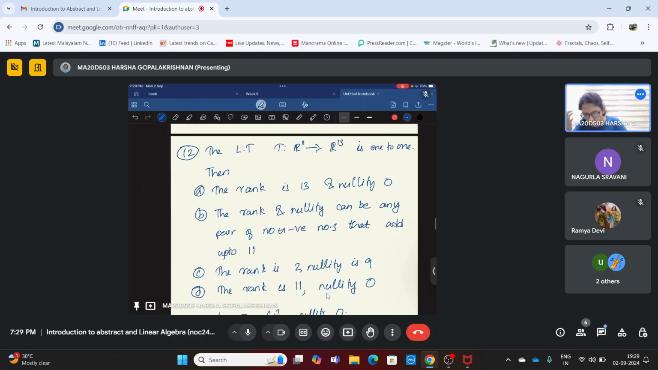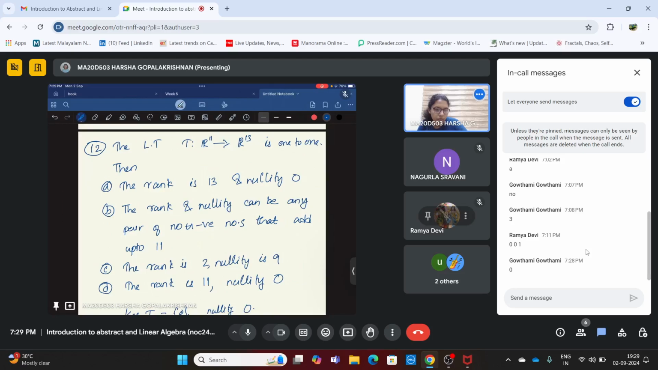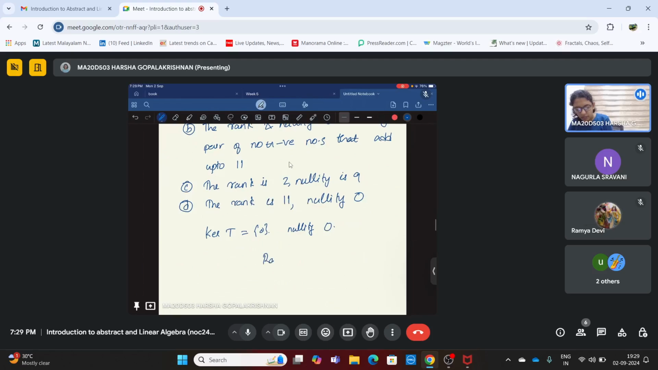Now, can you say which option is correct out of this? Now it is an easy job. We got what nullity is. Now the only thing is to find rank. So out of this, which one is correct? A, B, C, D. D. Yeah, very good. Because rank and nullity should add up to 11, because R11 is the space and it has dimension 11. So rank should be equal to 11. So option D is the correct answer. Okay.